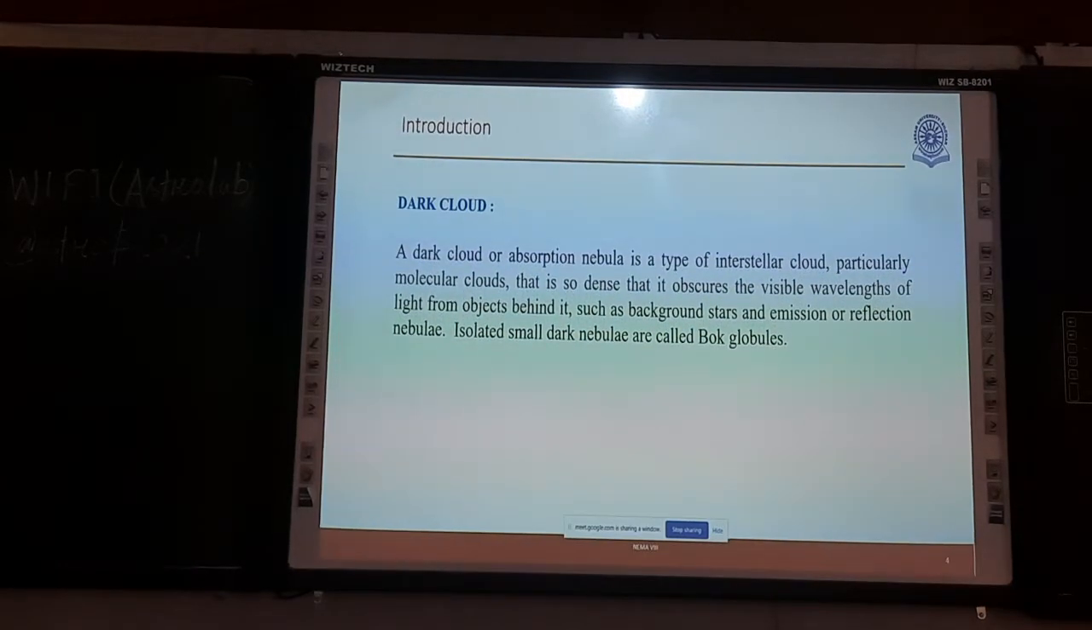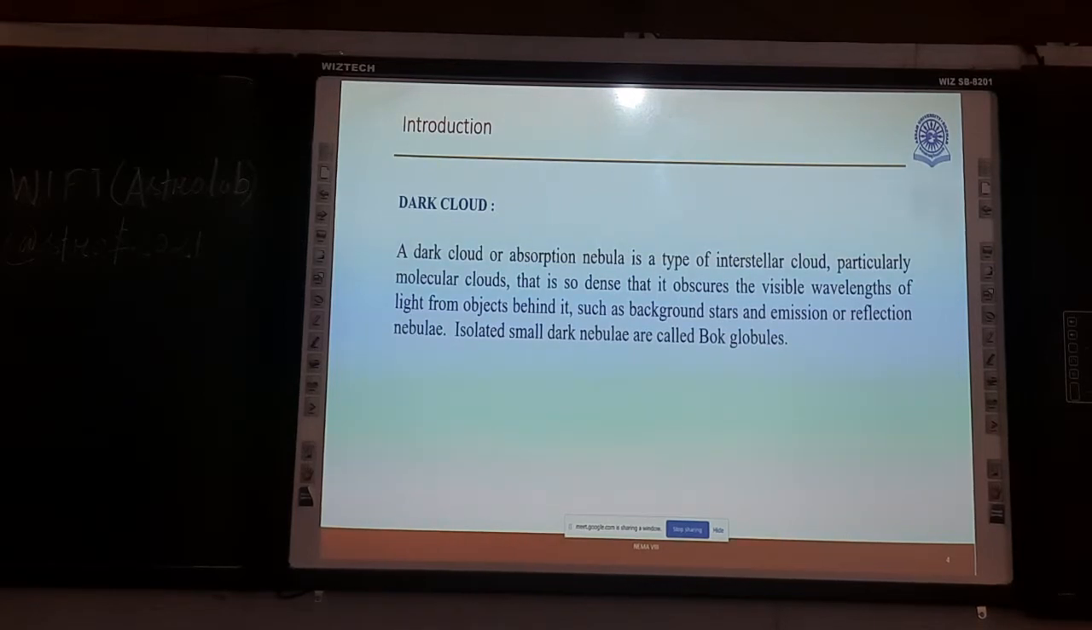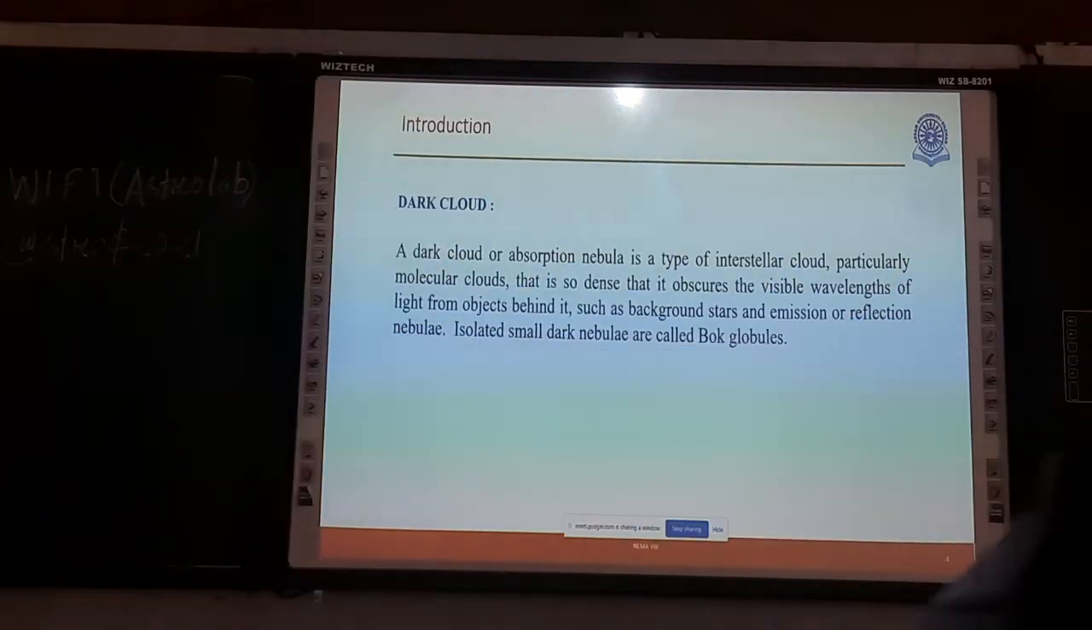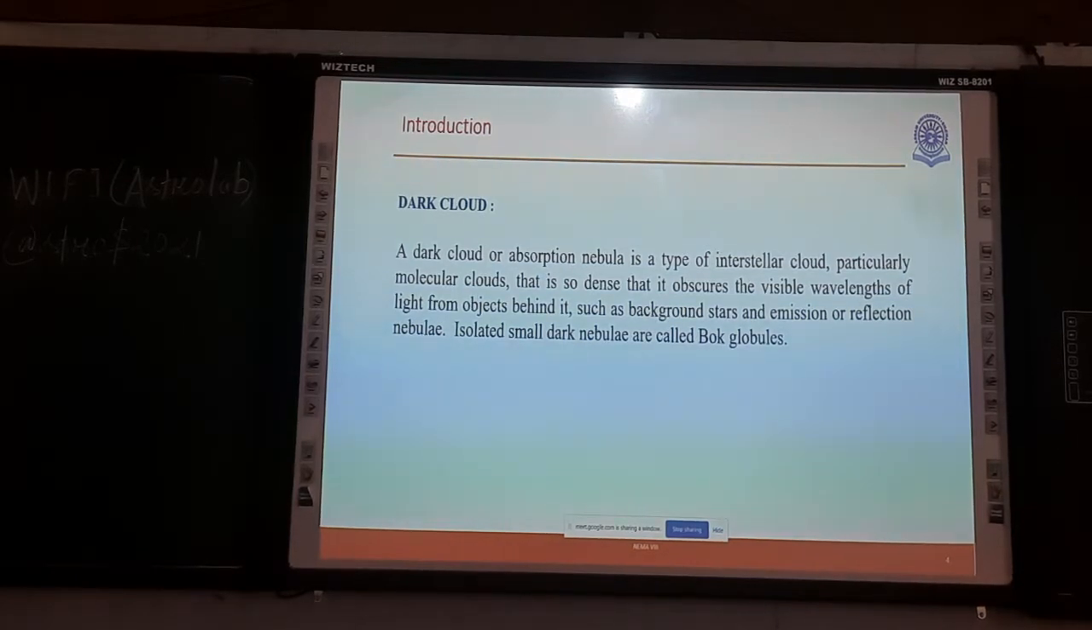Now, this is the dark cloud, basically an absorption nebula, and this is a type of interstellar cloud, a molecular cloud. It is so dense that it obscures the visible wavelengths from the object behind it, such as a background star or the emission or reflection nebula. Actually, these are the dark globules, which we call globules.